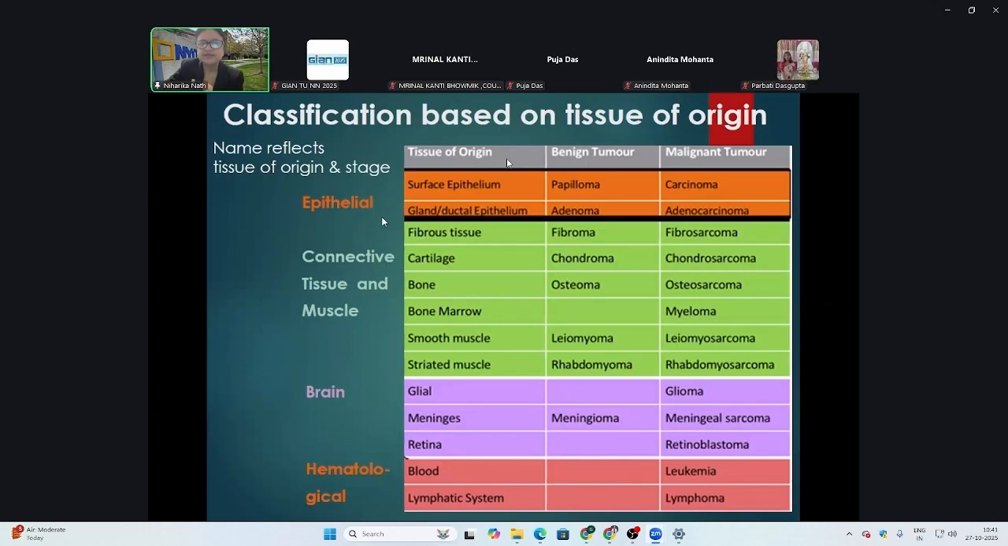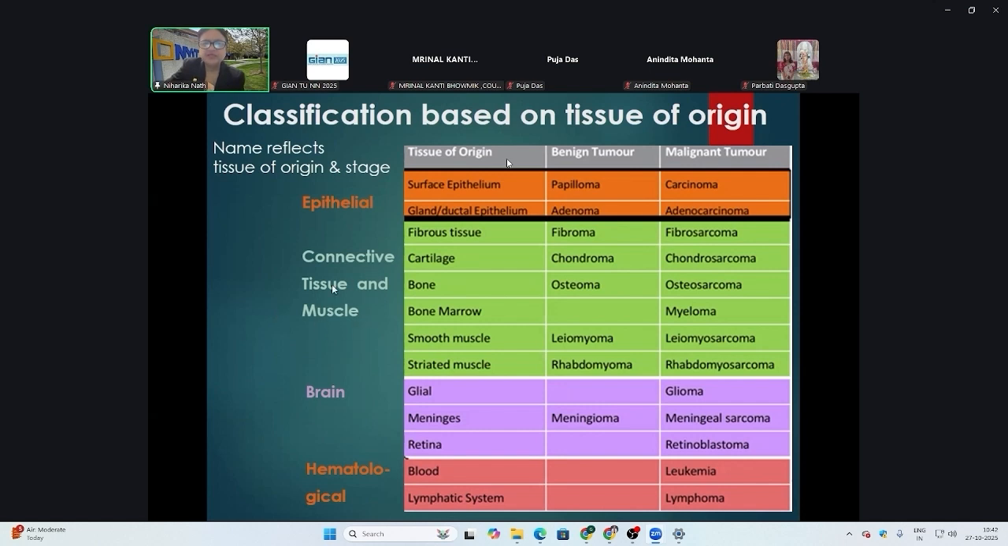If the cancer starts from epithelial tissue, which is most of the cancers, then it can be either benign or malignant. It would be called a papilloma or an adenoma, or it could be a carcinoma. Just to give you an overview before we get into the details.